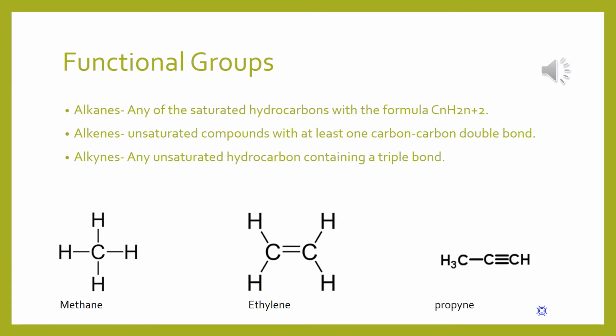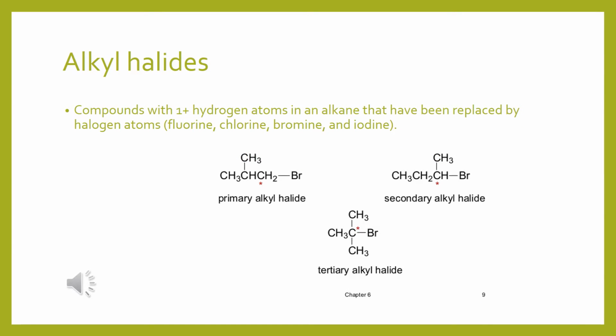So, functional groups. We have alkanes, which are any of the saturated hydrocarbons with the formula CnH2n+2. Alkenes, which are unsaturated compounds with at least one carbon-to-carbon double bond. And alkynes, which are unsaturated and contain a triple bond. Alkyl halides are compounds with one or more hydrogen atoms in an alkane that have been replaced by halogen atoms such as fluorine, chlorine, bromine, or iodine.